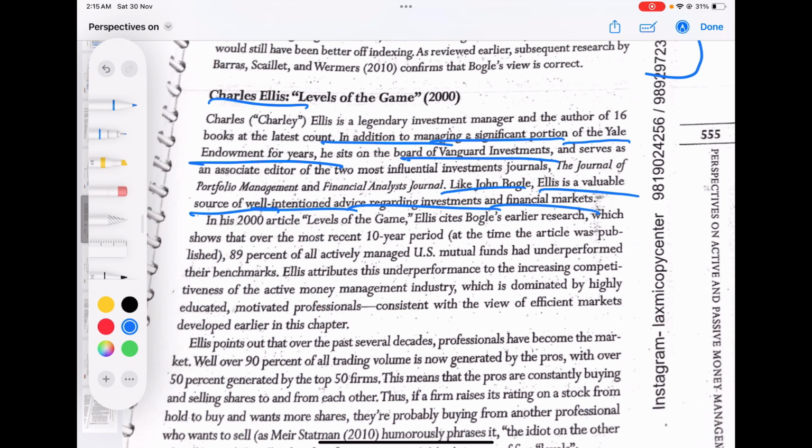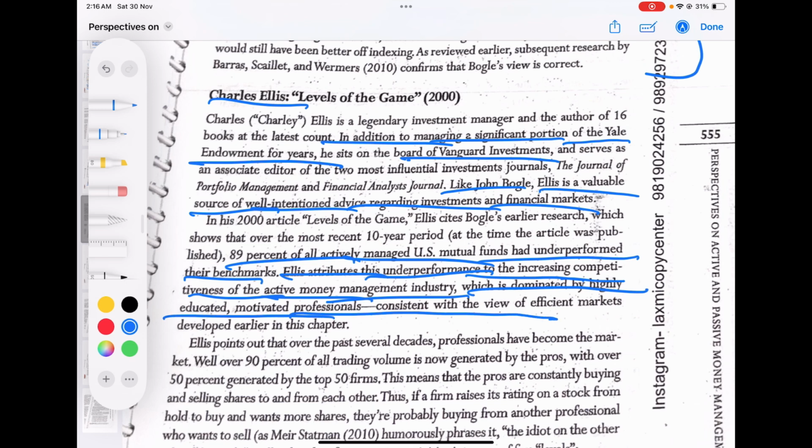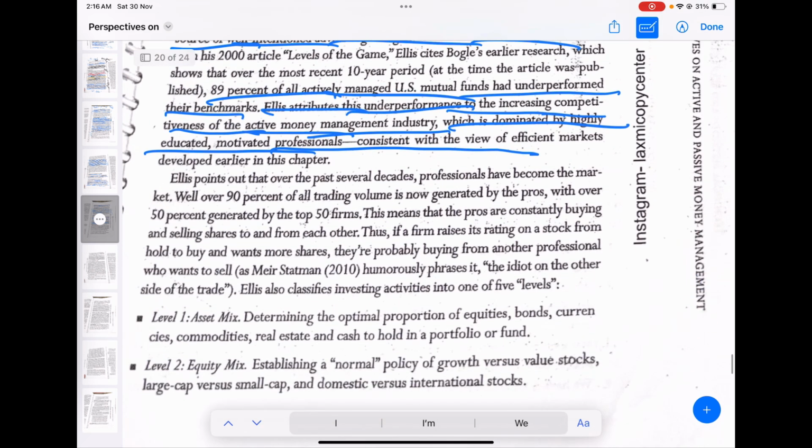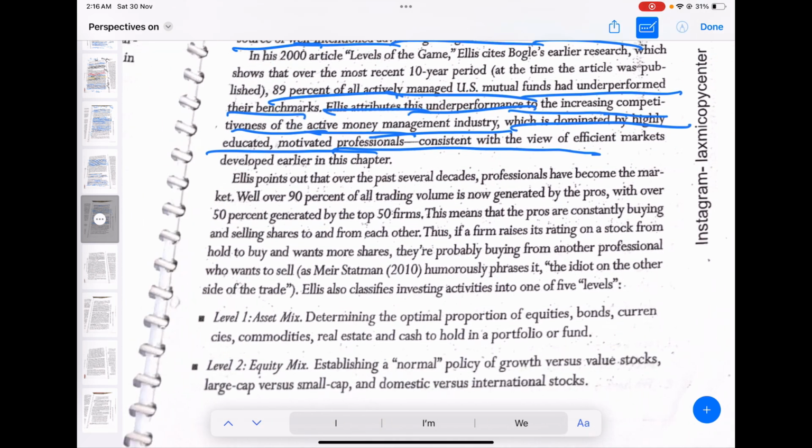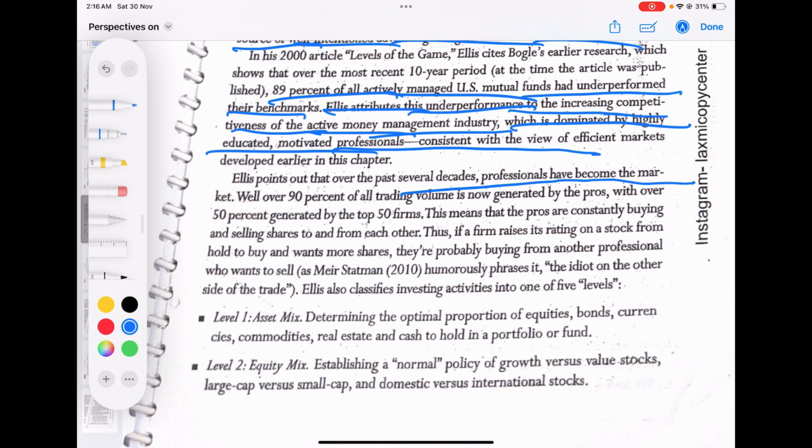So, what did he do? Basically, 89% of all actively managed US mutual funds have underperformed their benchmarks. Ellis attributes this underperformance to the increasing competitiveness of the active money management industry, which is dominated by highly educated, motivated people. So, Ellis pointed out that over past decades, professionals have become the market. Over 90% of the volume is given by the professionals, with over 50% generated by the top 50 firms. This means that the pros are constantly buying and selling shares.